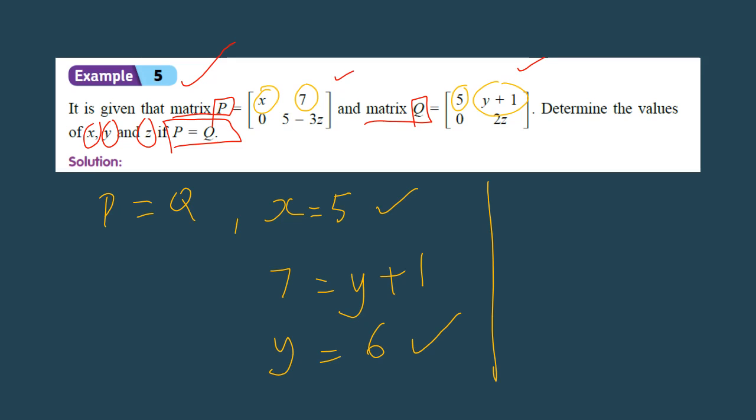And lastly, this one: 5 minus 3Z equals 2Z. So 5 equals, you bring this one here, you'll have 5Z. So Z is 1. So you got it? Okay, so very easy. Matrix is one of the easiest topics also, in Form 5 Maths KSSM.